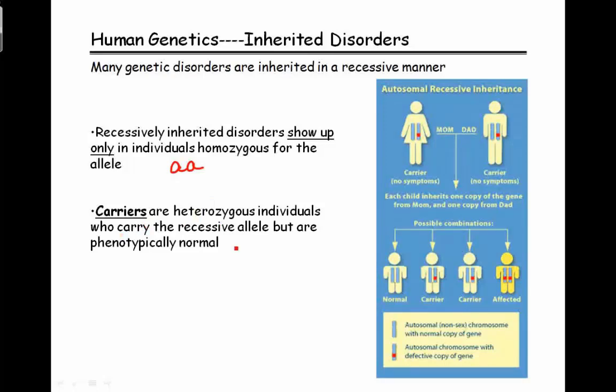And carriers are heterozygous individuals. Carriers do not have the disease. They are phenotypically normal. Most often, they don't even know that they're heterozygous for a particular disease. But we call them carriers because they do possess this bad recessive allele, which they are carrying, and they can potentially pass on to their offspring. So a carrier, we would expect that 50% of the time, they will pass on that allele.